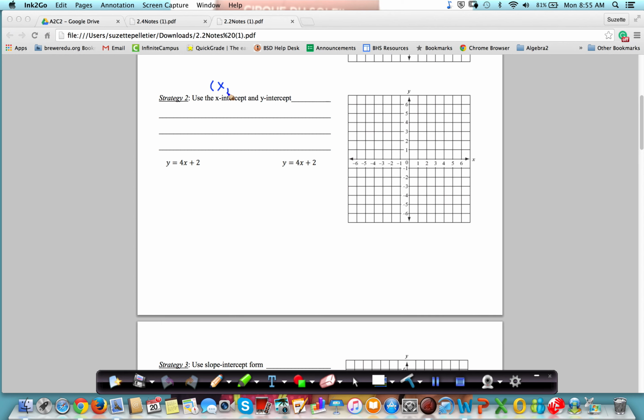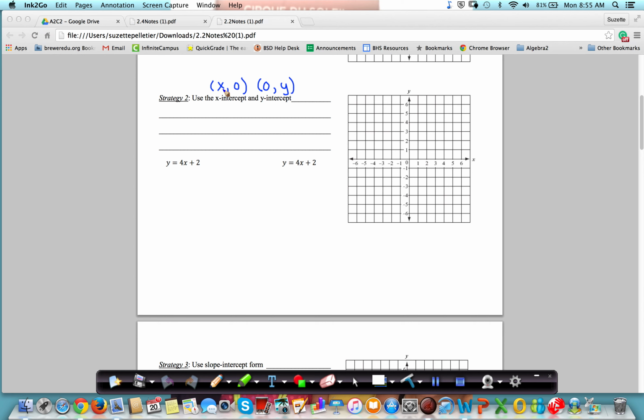So x, 0. Y would have to be 0. And in the y-intercept, the x would have to be 0 because it has to cross on this y somewhere, which means left or right is going to be 0. I'm not going anywhere. I'm just going to go up and down. So what is this telling you?